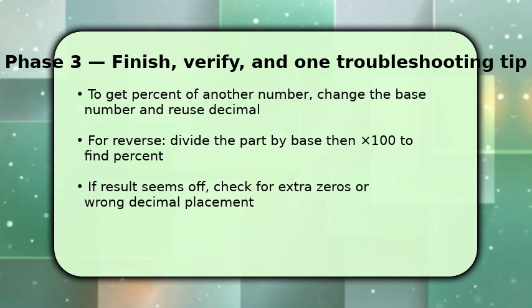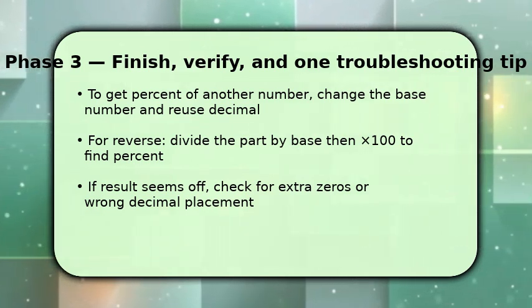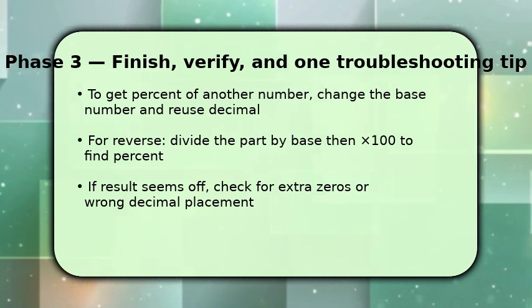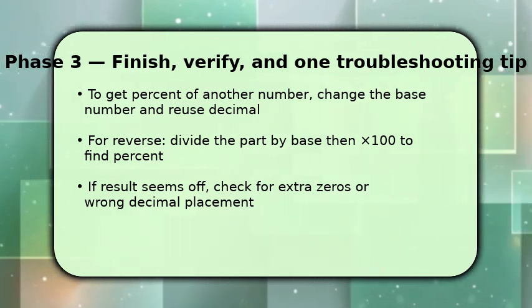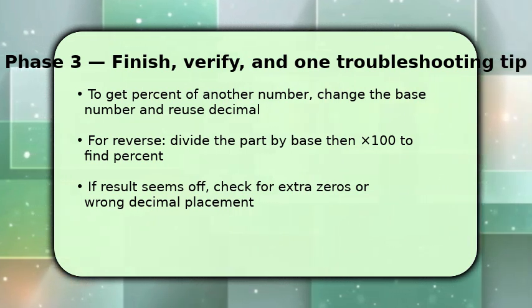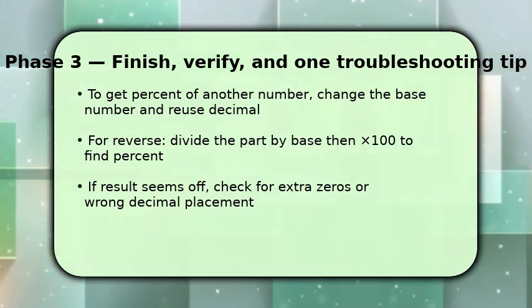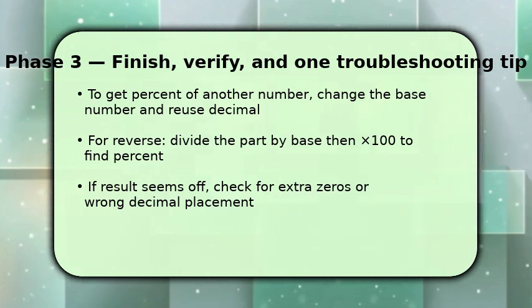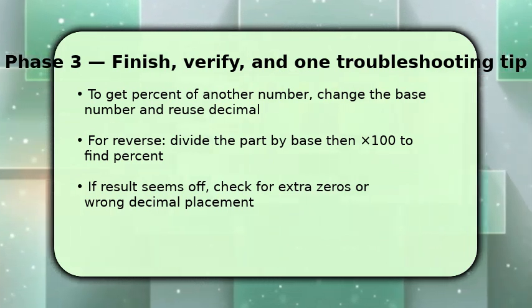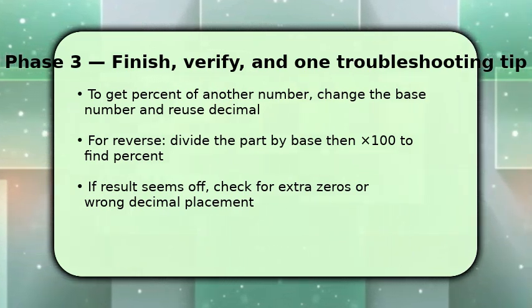For reverse calculations, divide the part by the base and multiply by 100 to find the percentage. That explains why decimal conversion matters. If numbers look wrong, check for common mistakes: extra zeros, misplaced decimal, or accidentally tapping percent instead of entering decimal. If the app shows percent buttons, make sure you understand whether it auto-divides by 100 before multiplying.